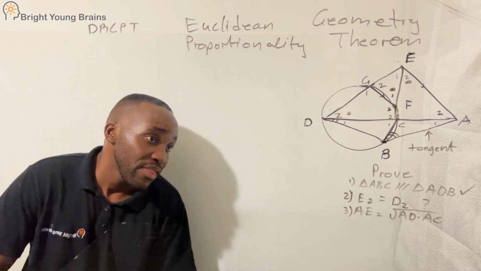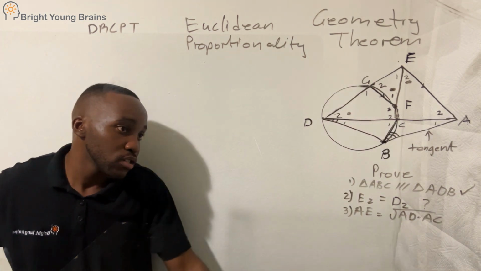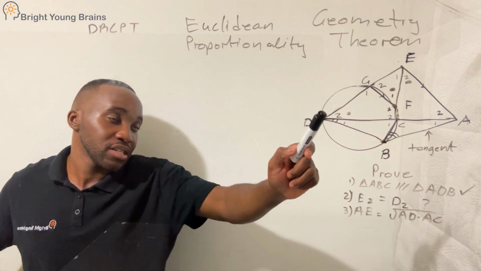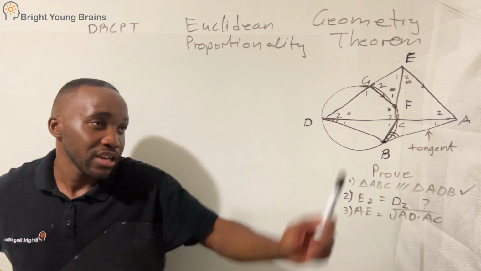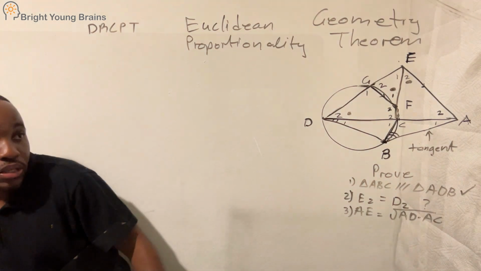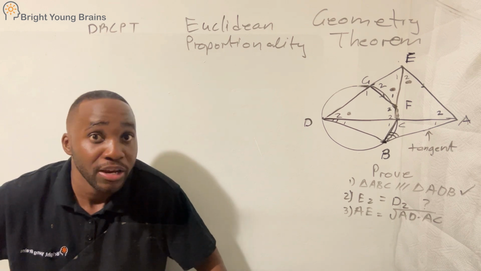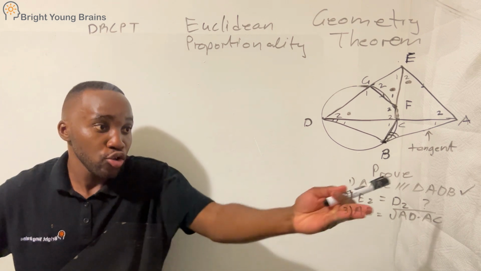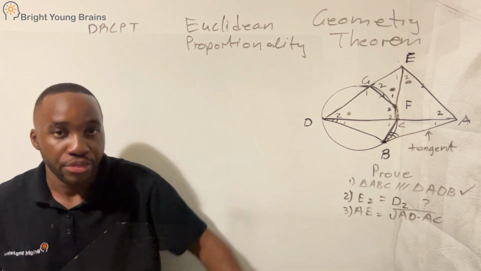But anyways, they want us to prove that AE, which is this line over there, is equal to AD, which is that line there, multiplied by AC under square root. I don't want to lie, this is not an easy question per se, but it's not difficult either, because when you need to prove questions like these, it's all about the proportionality theorem.